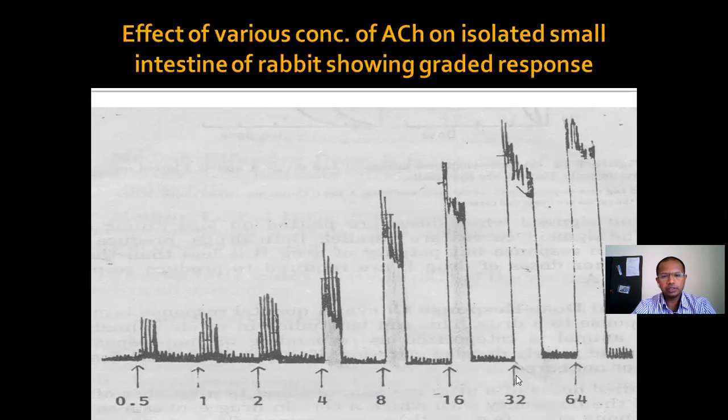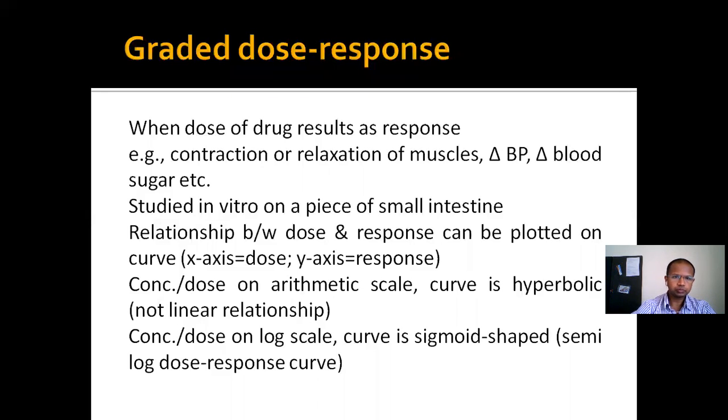In order to plot this, we use a log dose response curve. I'll show that it is a sigmoid shaped curve. What we saw now is a graded dose response curve. How are we plotting it? When we use different doses of drug concentration, contraction and relaxation of the muscle take place. That's what you saw there. When the drug concentration keeps increasing, the contraction also keeps increasing.